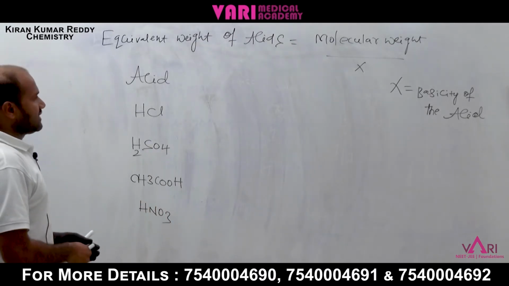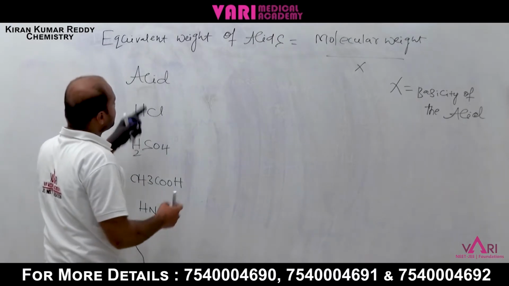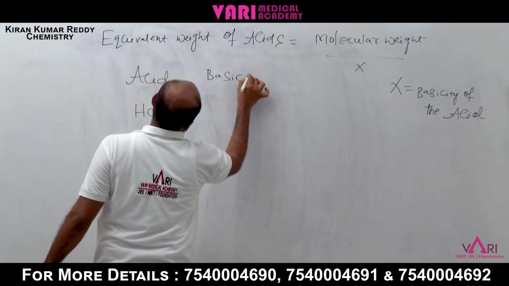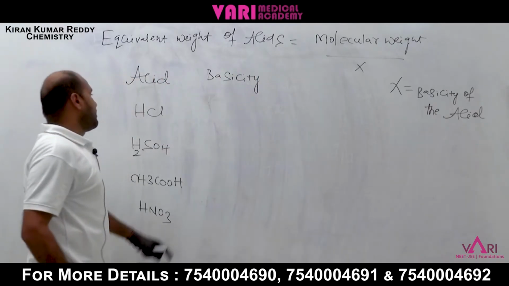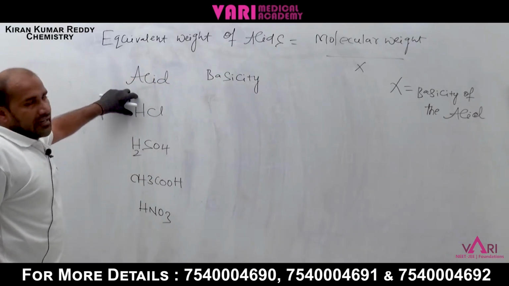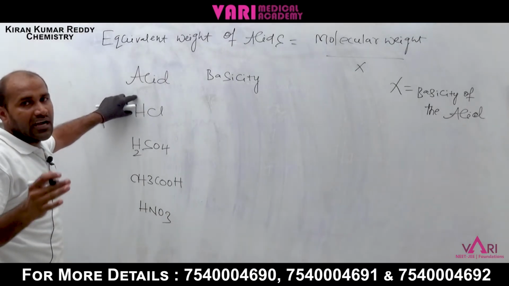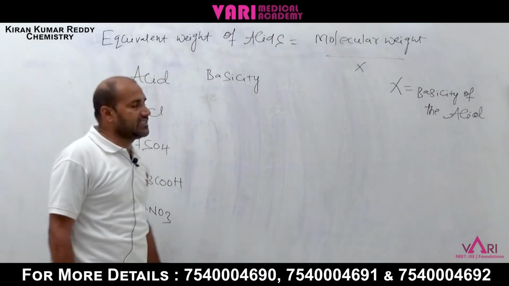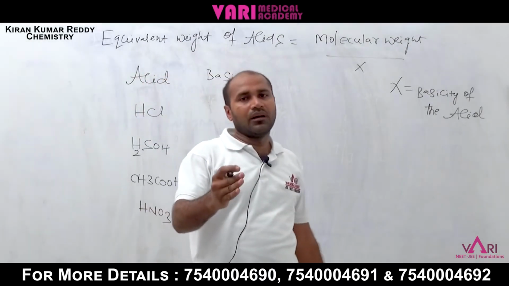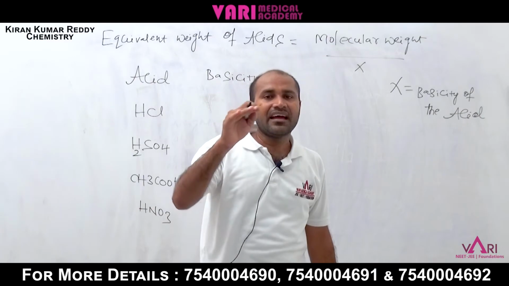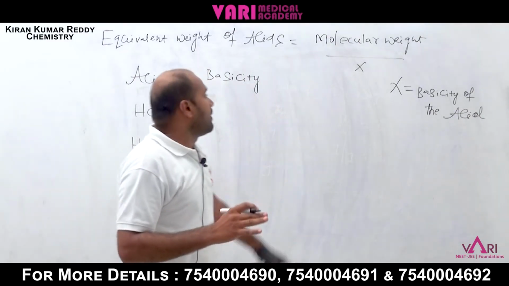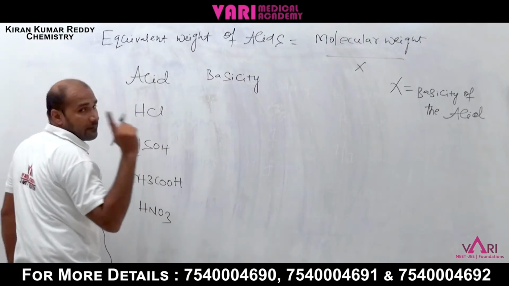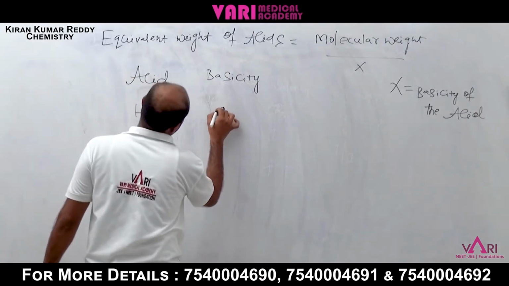And what is the basicity of the acid? Basicity means the number of replaceable hydrogens present in the acid. That is called the basicity of the acid. For HCl, how many replaceable? 1. Basicity is equal to 1.